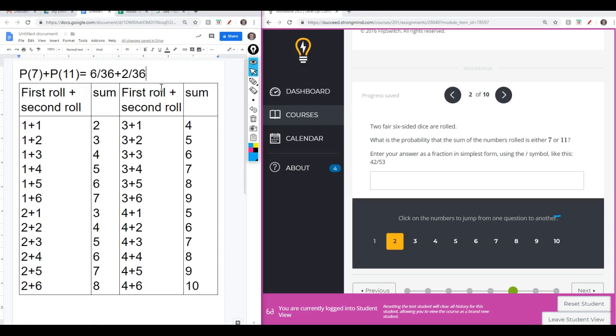So 6 out of 36 plus 2 out of 36, since they have the same denominator, we can add our numerators, which equals 8 out of 36. Now it does say fraction in simplest form, so 8 divided by 36 can be reduced by a factor of 4, so this would be left with 2/9. And that's how I would answer this question. Again, this will be in your instructions.